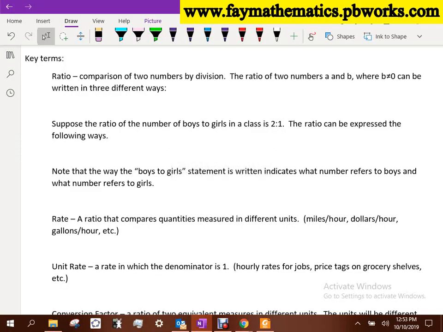All right, so 2-6. Talk about ratios. Okay, so a ratio by definition is a comparison of two numbers using division. So the ratio of two numbers A and B, where B cannot be 0. We're using division, so whatever you divide by cannot be 0.